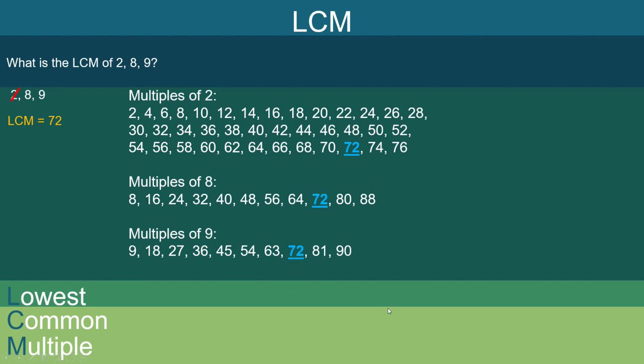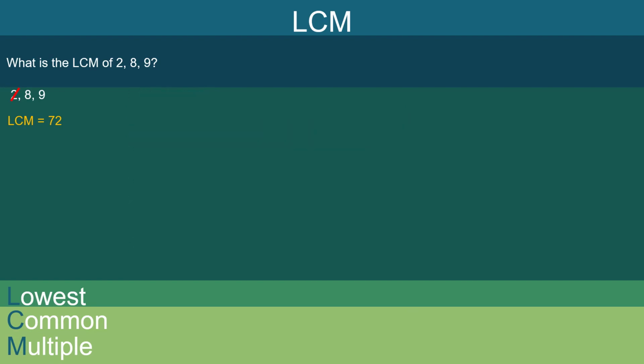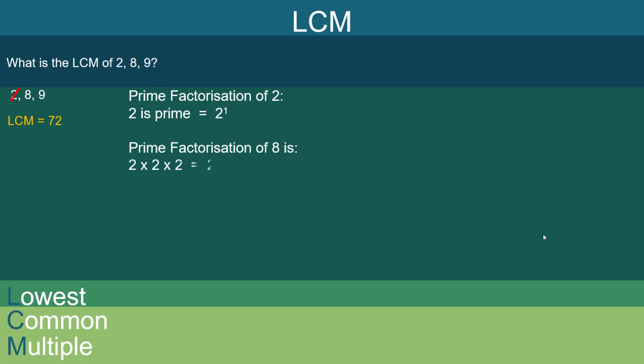This can be quite time-consuming. However, there's another way, and that is prime factorization. We list all the prime factors for each number. Now we make a new list of all the prime factors, but keep in mind, if a prime factor is common, we only use it once. The new set looks like this. Now we multiply these factors and you get the LCM.